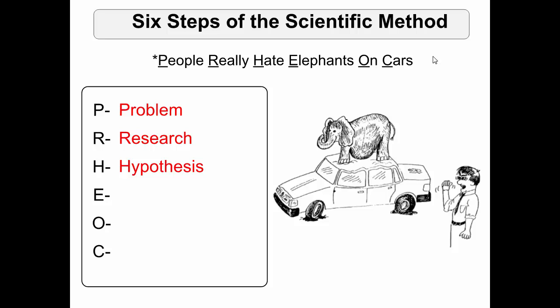About the E. Matt? Experiment. The O. Connor? Observation. That leads us to our last one, the C. Micah? Conclusion, yes. So those are our steps of the scientific method: problem, research, hypothesis, experiment, observation, and conclusion.